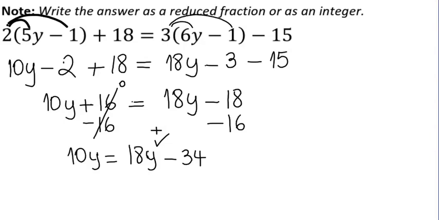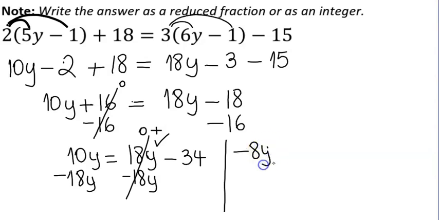Okay, now what do I do? What do you guys want to do? Bring the 18 to the left side. Okay, so then I'm going to subtract the opposite here. And I do the same here. A term and its opposite, when I add together, becomes 0. Now, what is on the left side? What is the number here? Negative 8, right? Negative 8y. And what is on the right? Negative 34. Am I done? No.